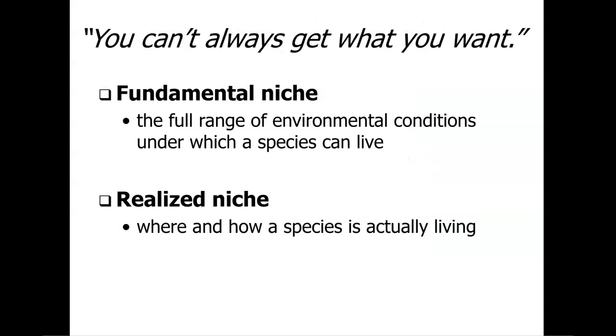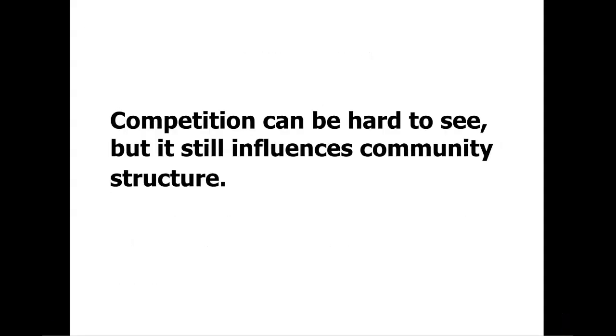We actually have 2 different types of niches. We have the fundamental niche, and this is going to consist of a full range of environmental conditions under which a species can live. Then you have what's referred to as the realized niche. This is going to be where and how a species is actually living. So competition can be hard to see, but it still influences community structure.